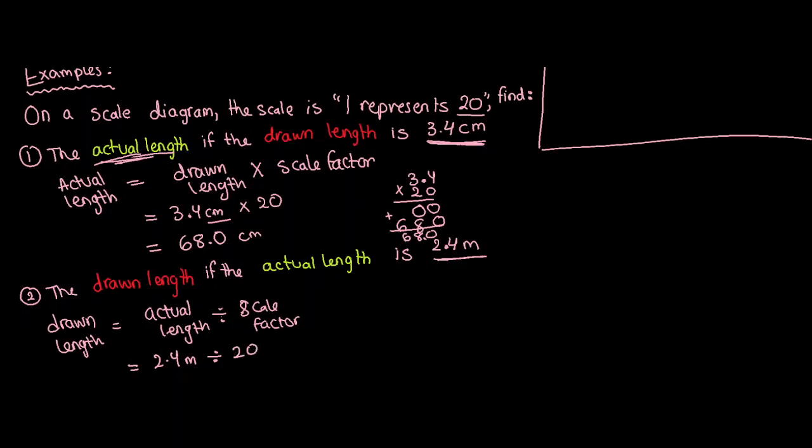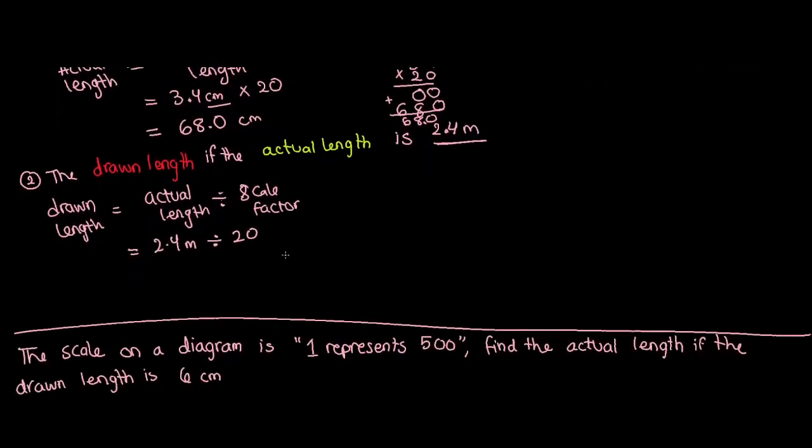So if we want to do 2.4 divided by 20, we will get 2.4, we'll regard it as 24, divided by 2, that will be 12 over here. So we'll put 12 with a single decimal point here. Again, we're dividing by 10, and that will be 12 meters.